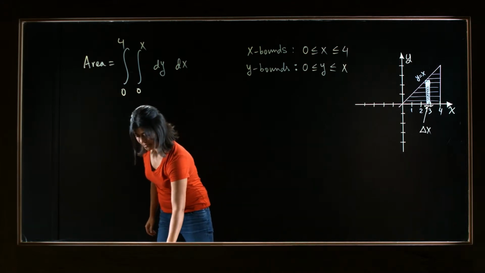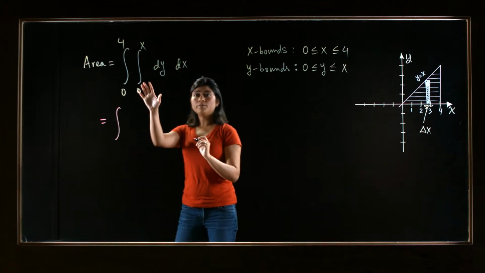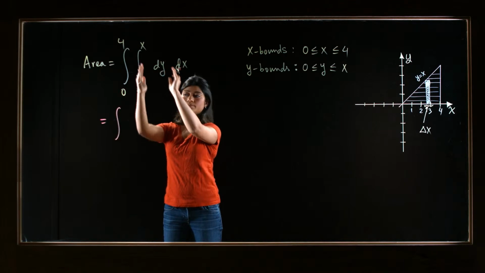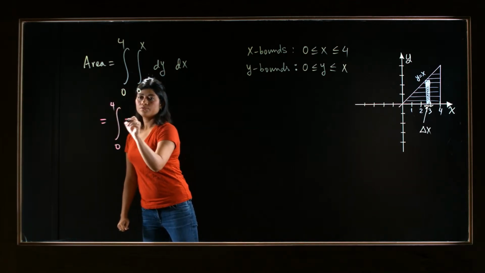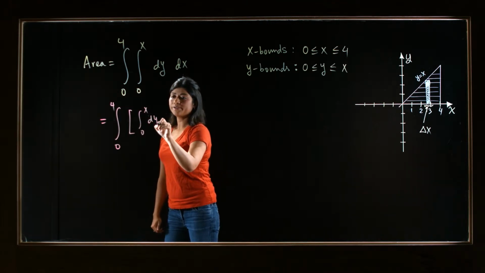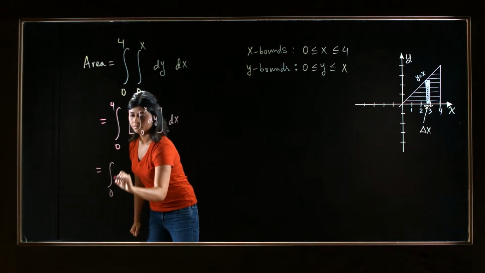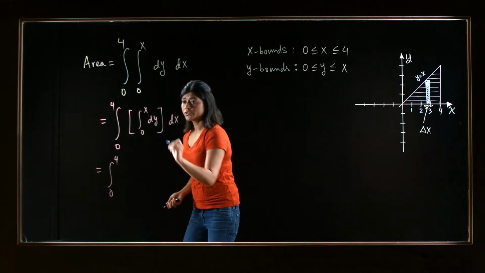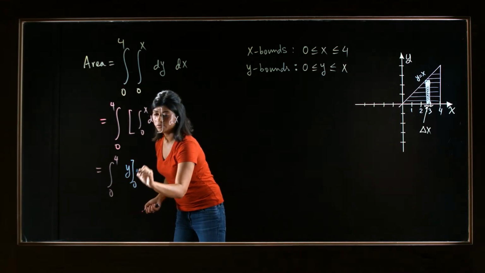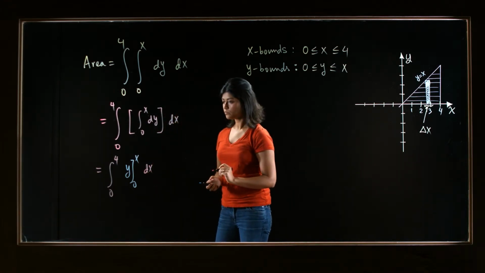Okay. Now, let's just evaluate the integral. Remember, for double integral, you ignore the outside one first. You just evaluate the inner integral. So let's only concentrate on 0 to x dy. So we get y, and then you have to evaluate from 0 to x, and you keep dx as it is.